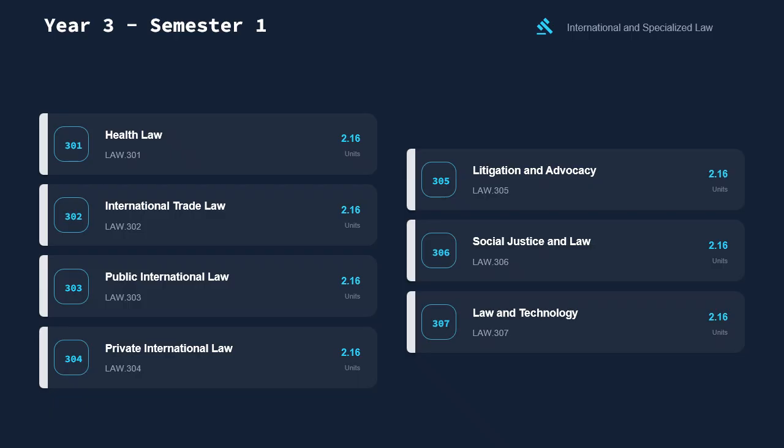Effective briefs anticipate judicial concerns. Practical application, lawyers draft motions and briefs. They prepare for oral argument. Students practice moot court. They also study judicial preferences.